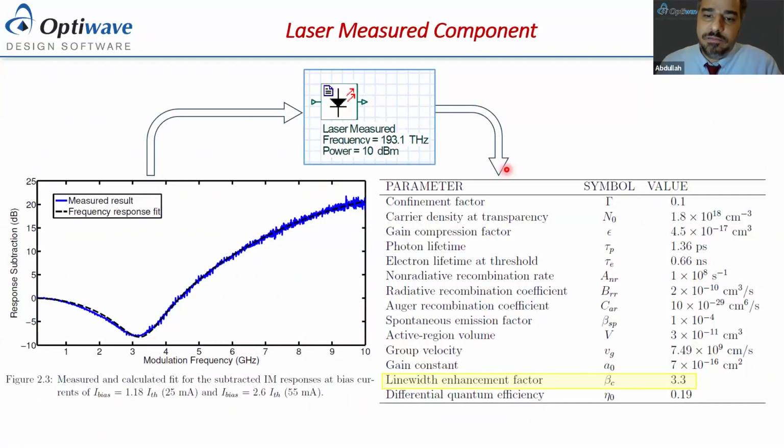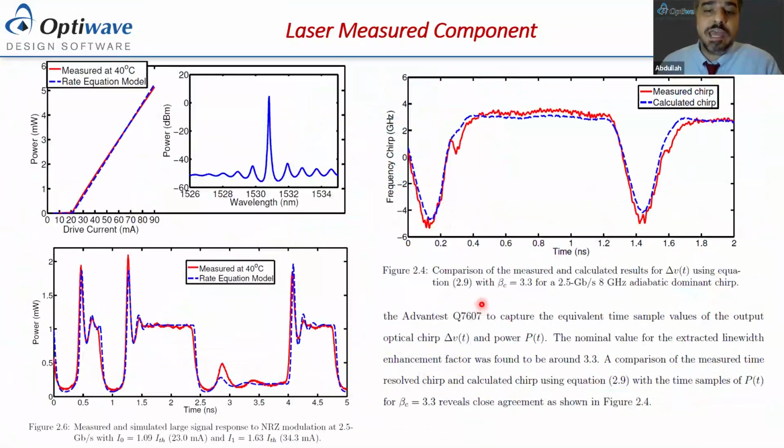And the measure component produces for you the various rate equation parameters here, with the exception of the linewidth enhancement factor that you can set with a good guess or with some of the measurements of the linewidth. These are examples, some of the traces from OptiSystem simulation of the LI curve after fitting, and also the small signal dynamics at 2.5 gigabit per second with measured and rate equation model from OptiSystem. So this is the intensity.